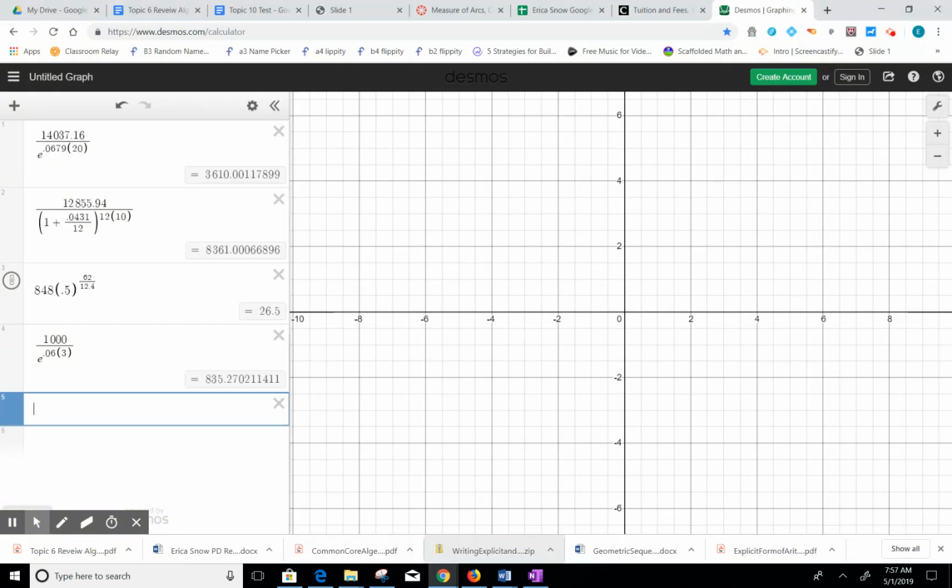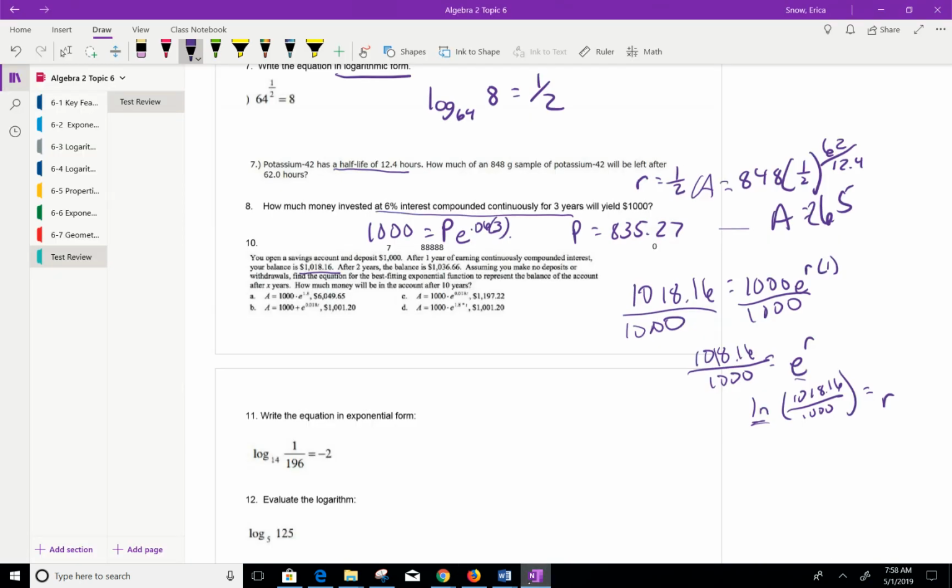So we go here, ln of 1018.16 divided by 1,000. And our rate then is 1.79 or 1.80%. 1.8%. Because you have to change it from a decimal to a percent.